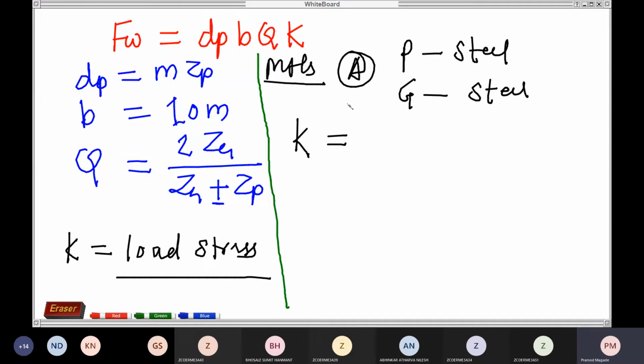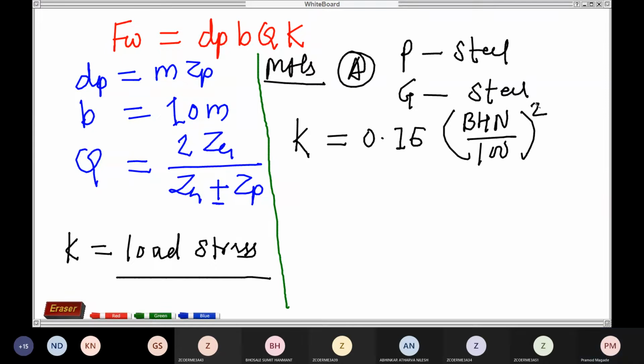If the pinion is made up of steel and the gear is made up of steel, it means both are made up of steel. I will have to take the K value as 0.16 times the hardness of that particular material divided by 100, bracket square, and it is in Newton per mm square. So this will be the value of K when both materials are made up of steel.